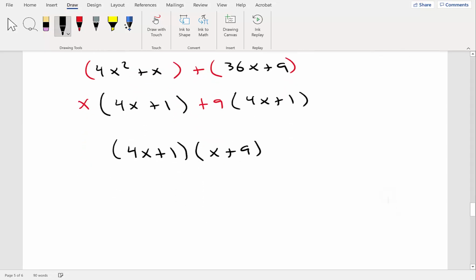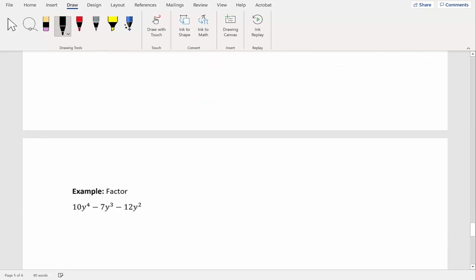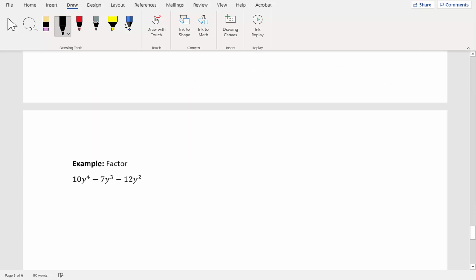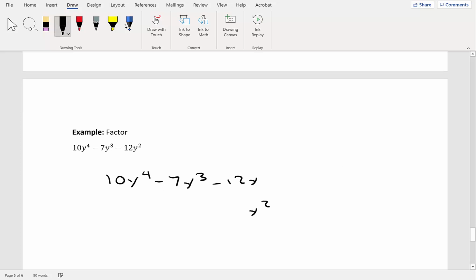Let's take a look at one more problem. Okay, I want to factor, so this one looks a little bit different. 10y to the 4th minus 7y cubed minus 12y squared. So remember, always look for a GCF here. So in this particular problem, we do have a GCF.